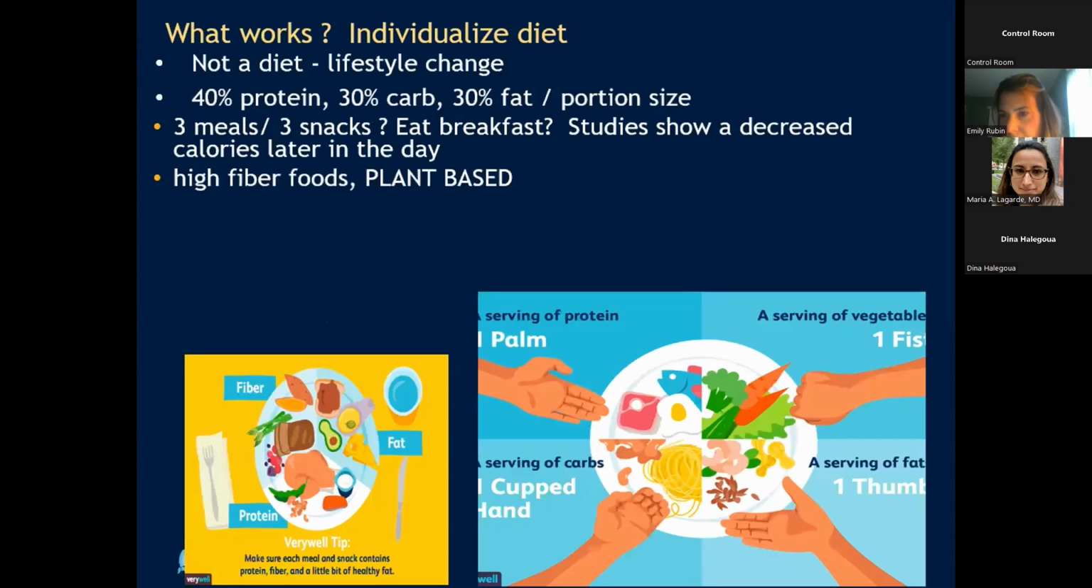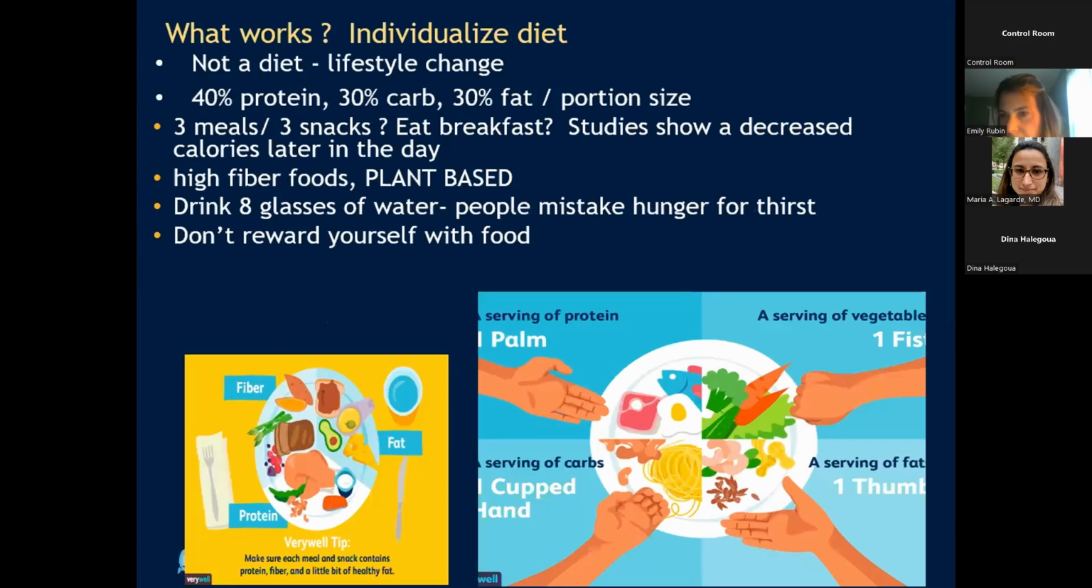So what works, again, is not a diet, but a lifestyle change. A little bit higher protein, leaner, lower fat but healthier fat, 30% fat, 30% carb. Eating breakfast, again, studies show that when you eat breakfast, some people say, oh, I'm hungry all day, but actually eating breakfast does show some positives, because the hunger always catches up with you. High fiber, drinking 8 glasses of water, not rewarding yourself with food, and meal prep.